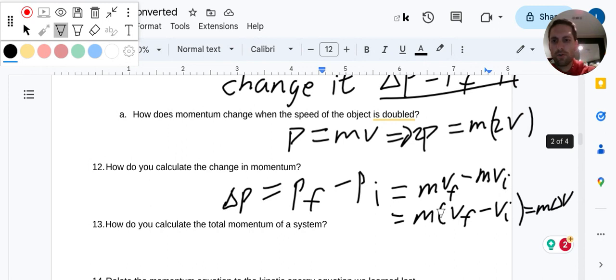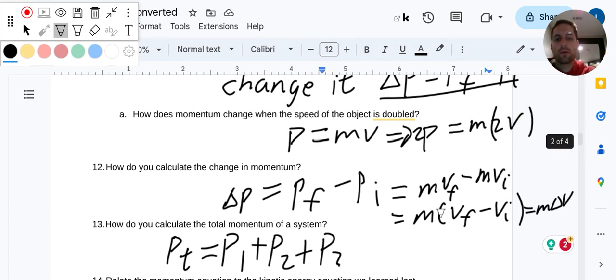So the total momentum is where you add up the momentums. So however many momentums you have, you add them all up. So say I have 3, that means I add them up, get my answer. 4, add them up. 2, add them up. However many you have, just add them all up, and that's how you get your total.